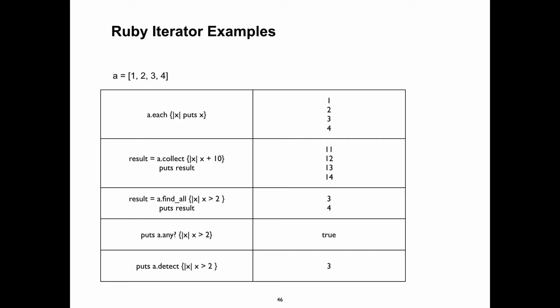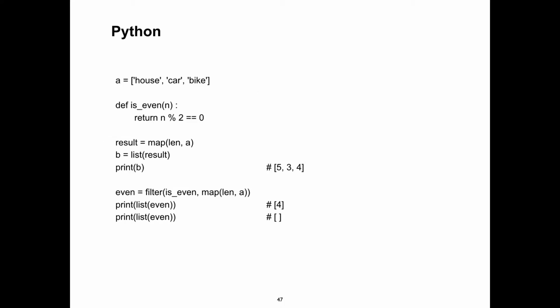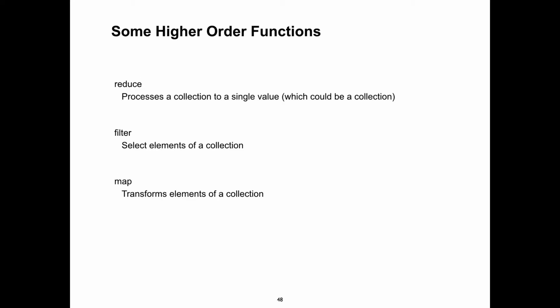Okay. And Ruby has lots of these, right? Each, collect, find all, any, detect. Python has a bunch.